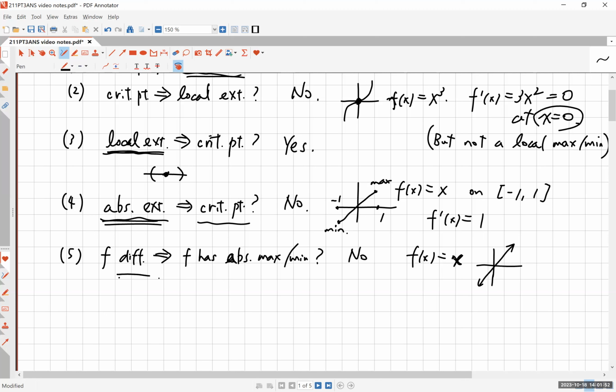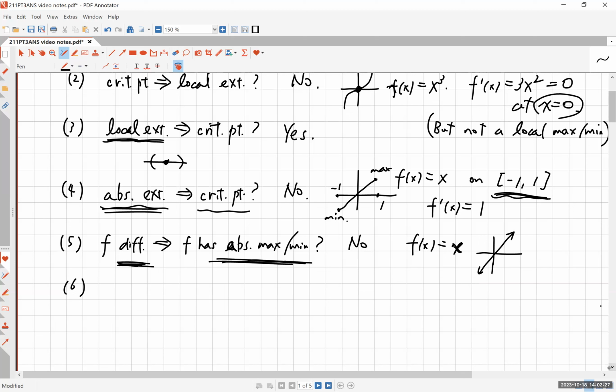Okay, the point about this is, with an additional requirement, this could be true, and that is if f is continuous. It doesn't even have to be differentiable. If a function is continuous on a closed and bounded interval, such as this one here, then the function will have an absolute maximum and an absolute minimum. It's called the extreme value theorem. Okay, but as it stands, if you do not have that closed and bounded interval, you may or may not have an absolute maximum or absolute minimum.